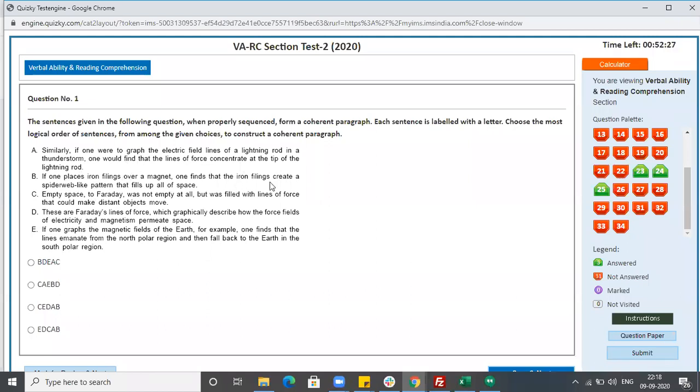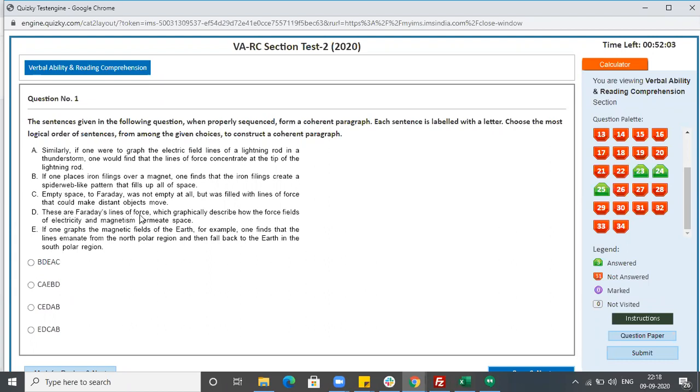One places, I don't think the one finds, I don't think it is spider web. Okay, नहीं. Empty space to Faraday was not empty but was filled with lines of force that could make distant objects move. Okay, empty space to Faraday. For the lightning rod, one would find the lines of force constant at the tip of the lightning rod. Okay, empty space was not empty at all but was filled with lines of force that could make distant objects move. Okay, so A के बाद C is a possibility. Next, these are Faraday's lines of forces.